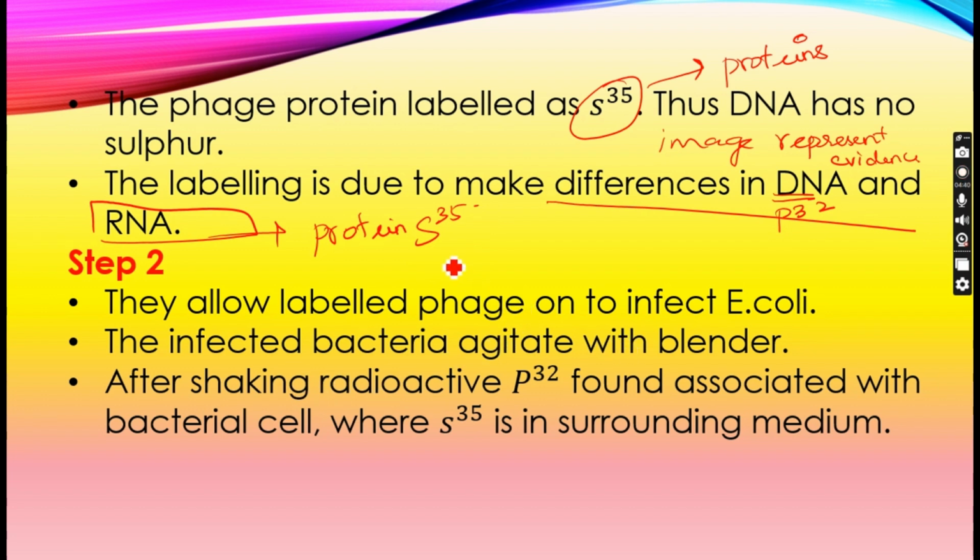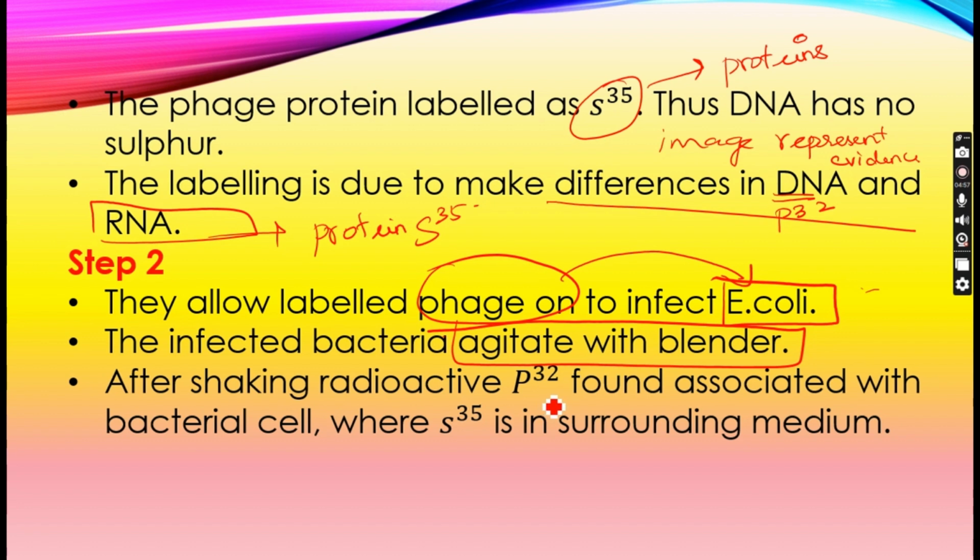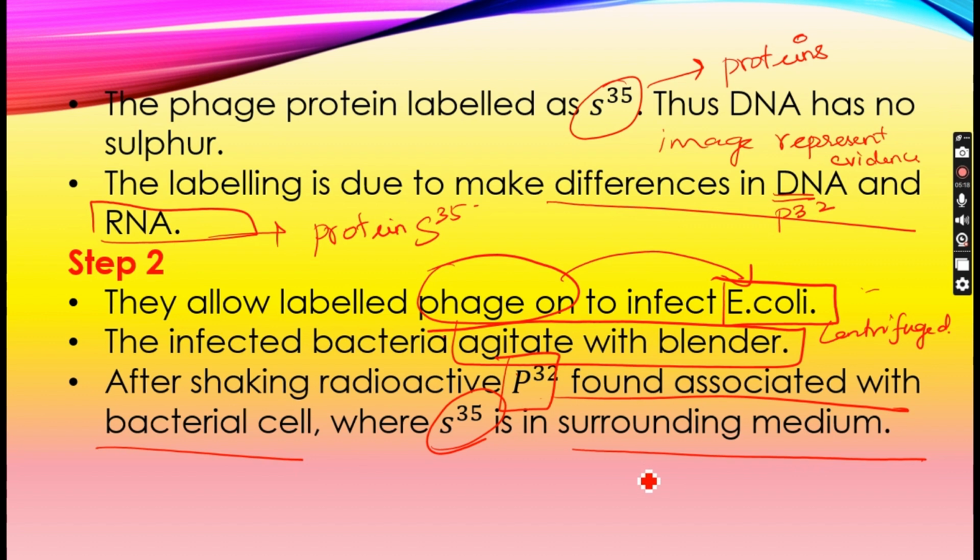So now this labeled bacteriophage is going to be allowed to infect the E. coli. After the time it infected, it was agitated with the blender. It was mixed with the blender. After shaking, it was centrifuged. When it was centrifuged, it was found that the radioactive phosphate 32 is associated with the bacterial cell, whereas S35 is in the surrounding medium.